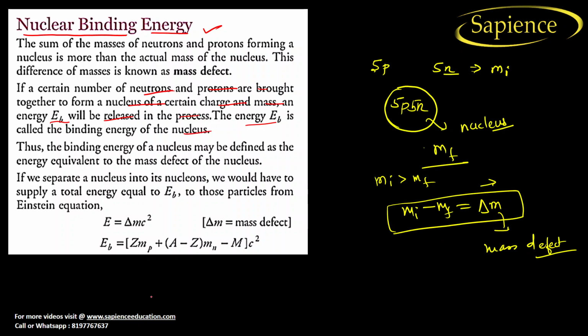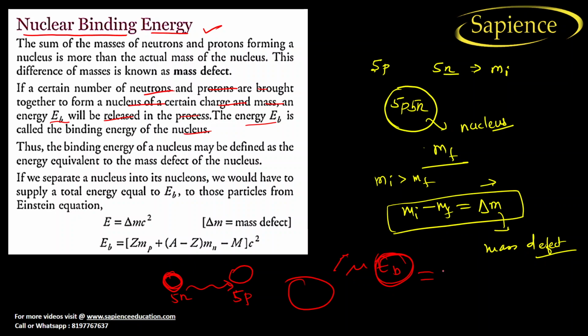Now let us consider there is a nucleus formed of 5 neutrons and 5 protons. When they are tied together, energy will be released, and this energy is called the binding energy of the nucleus. This binding energy will be E binding equal to m into c².